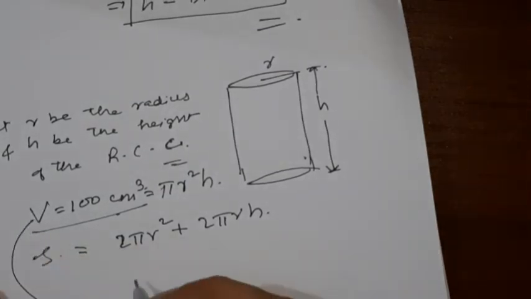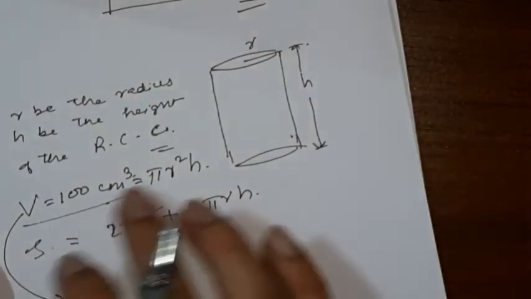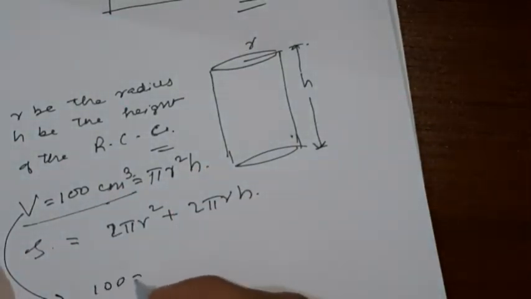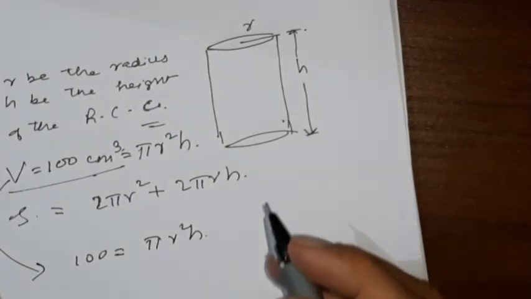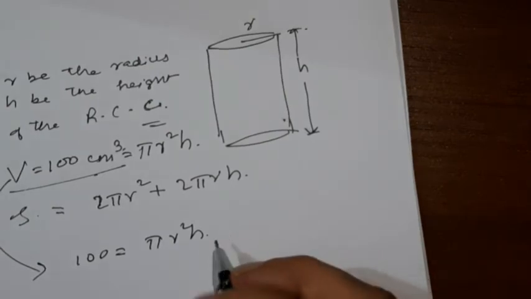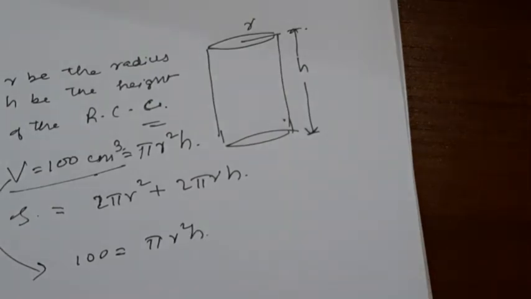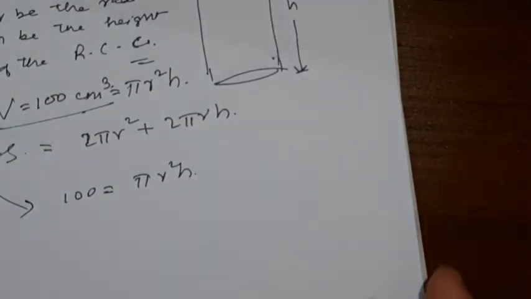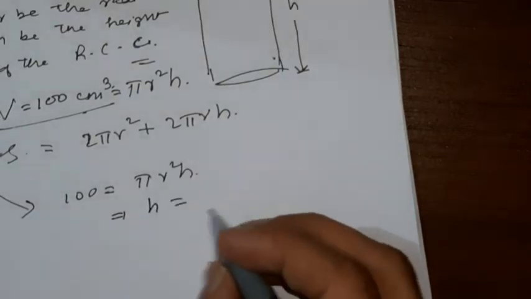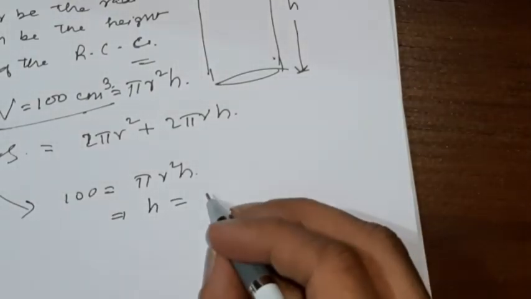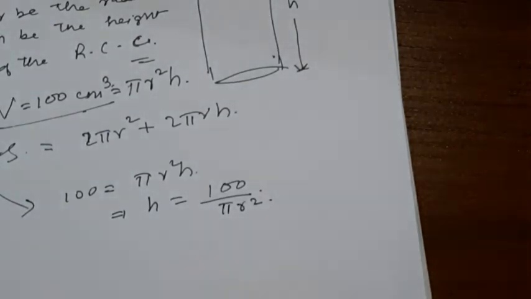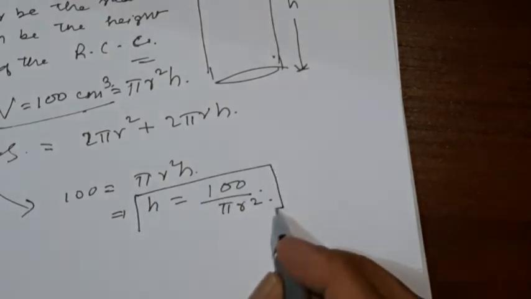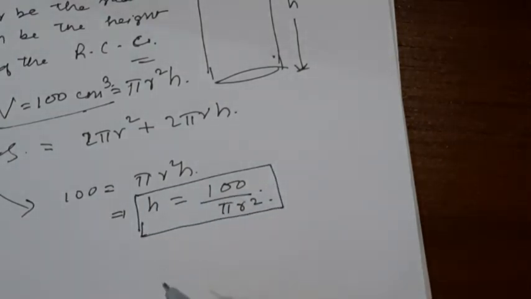Now from this volume, this is the constant, so we have to use this. We are getting 100 equal to pi r square h. Now what will be easier to write, r square or h? H in terms of r will be easier. So h is 100 divided by pi r square. This is the relation between height and the radius.